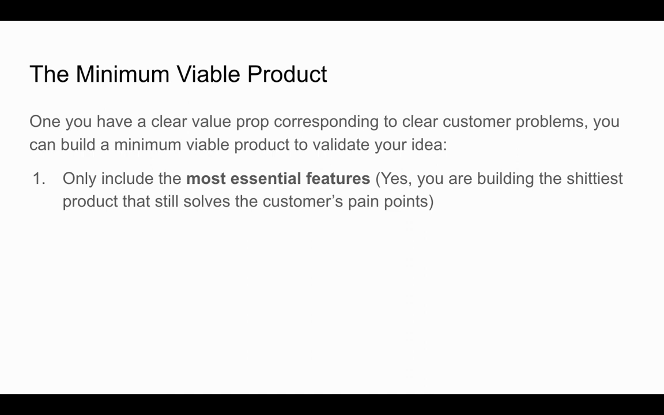Think about it like this. You're building the shoddiest product that still solves the customer's pain points, right? And I'll give you examples of this. A good example was Zappos. Zappos is an online shoe store right now when you think about it. But when they started as a business, this is what their MVP was.